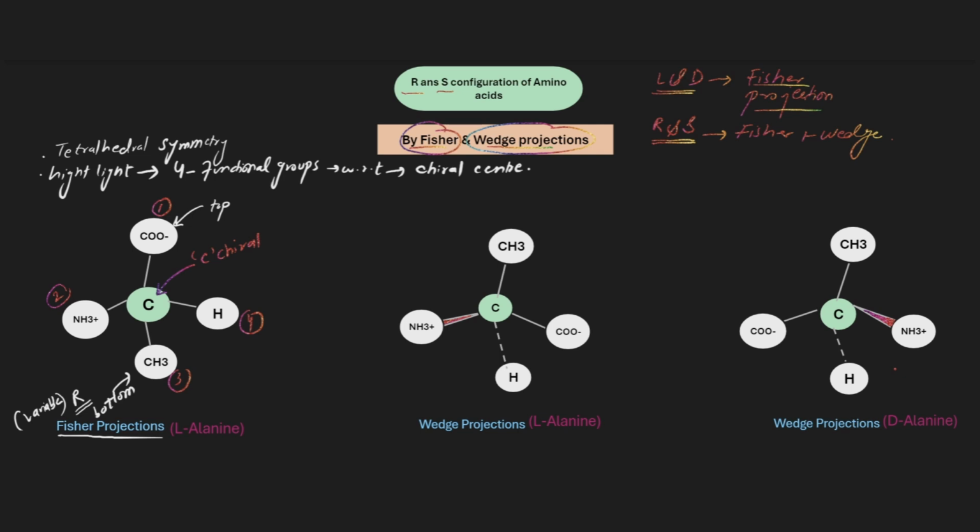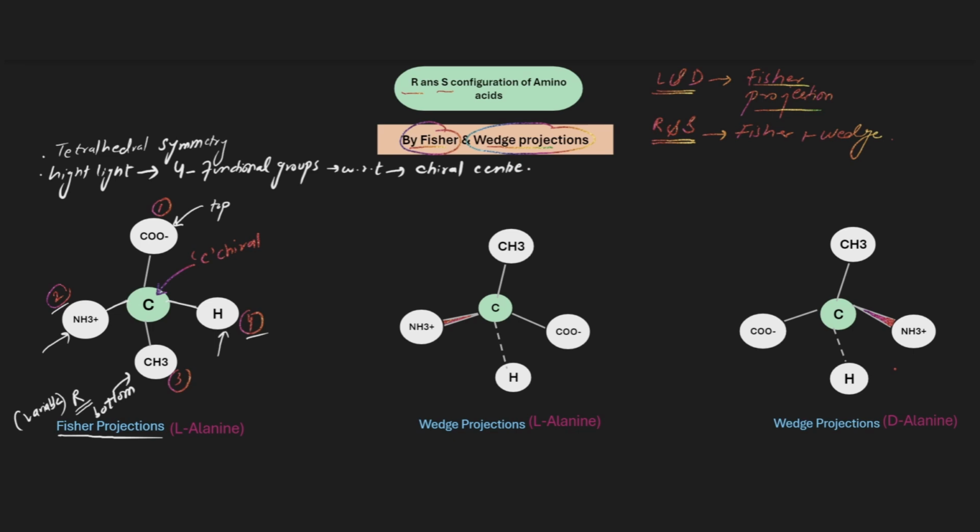So two positions are clear. Now let's talk about the second and fourth groups, which are the amino group and the hydrogen group. In the Fisher projections, these two groups should be in line with each other, meaning in the horizontal line. This is the amino group and this is the hydrogen atom, and they should be in front of each other. So these are given the side positions from the chiral center. So this is all about the Fisher projections.